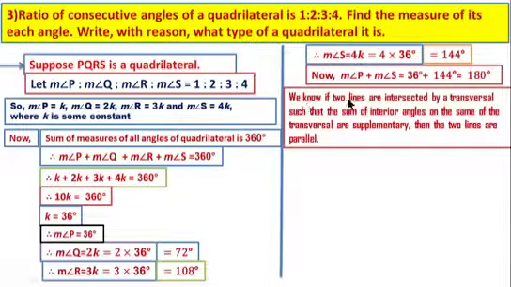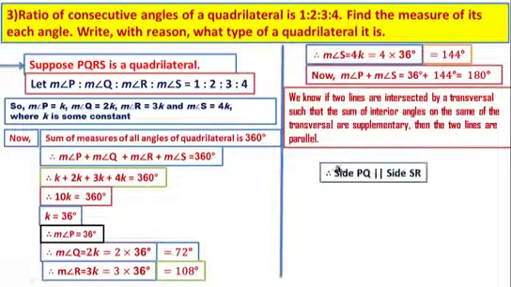We know that if two lines are intersected by a transversal such that the sum of interior angles on the same side of the transversal are supplementary, then the two lines are parallel. Therefore, side PQ is parallel to side SR.